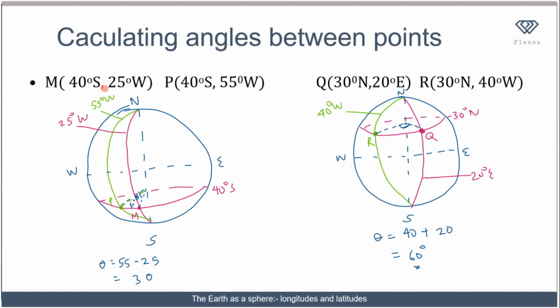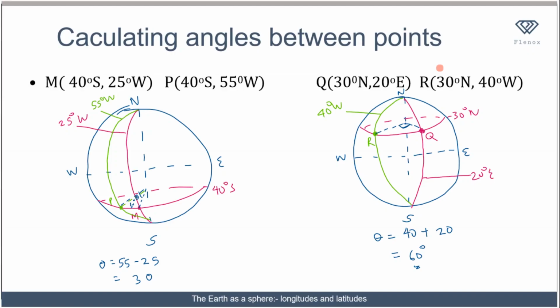So one thing you will realize is that when you are given coordinates, one of those coordinates will be equal. As you can see, you have 40 degrees south here, 40 degrees south here. Here you have 30 degrees north and 30 degrees north. The angles that we are adding or subtracting are those angles that are not equal. As you can see, in this case, we subtracted 25 from 55, and in this case, we added 40 and 20. So look at the coordinates that are not equal.